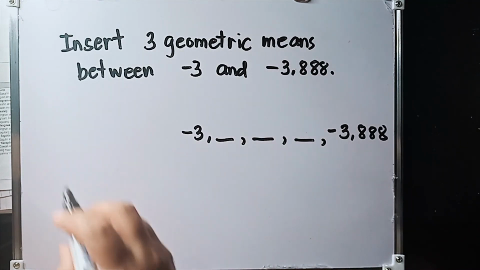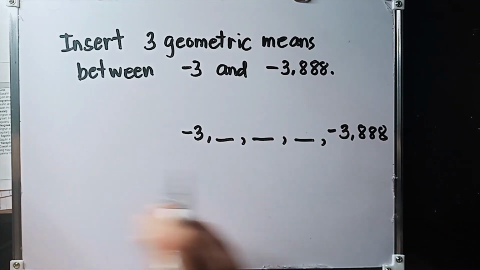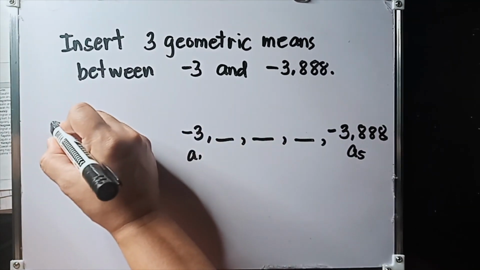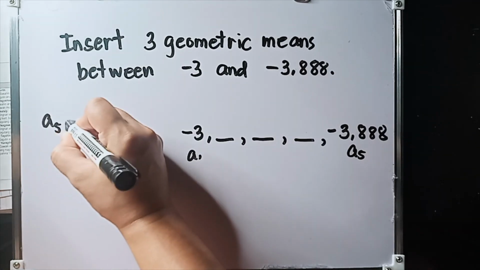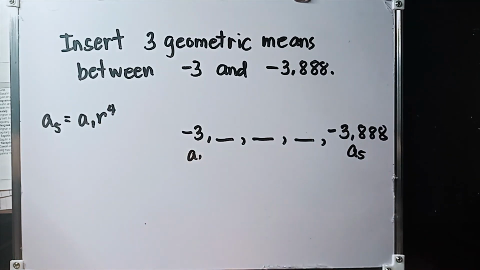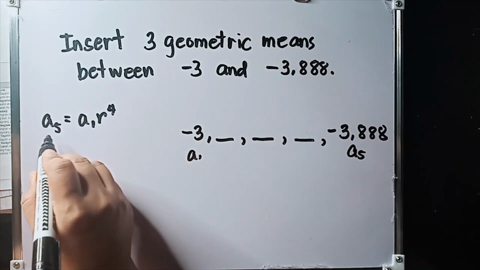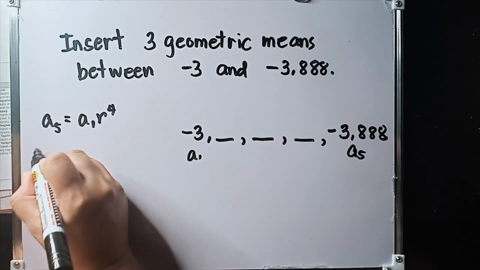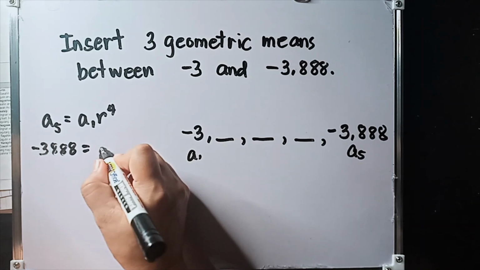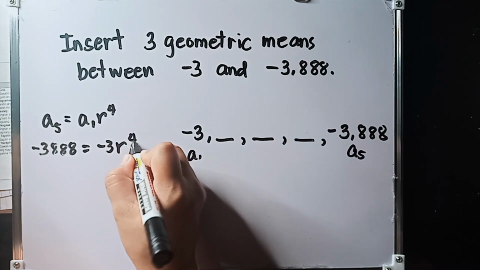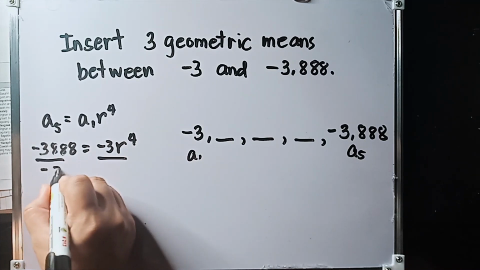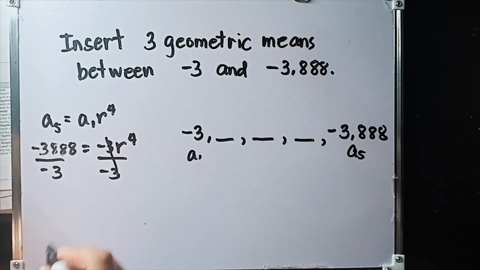So, again, first thing that we should do is to find the common ratio. Since this is our fifth term, it means that we will be using a sub 5 equals the first term times r raised to the 4th power. Okay? So, substitute the value of the fifth term, which is negative 3,888, equals the first term, which is negative 3, times r raised to the 4th power. And then, of course, we divide both sides by negative 3 to cancel out this one.